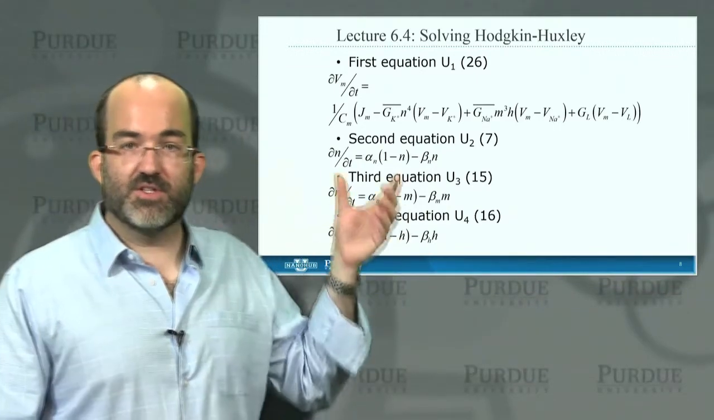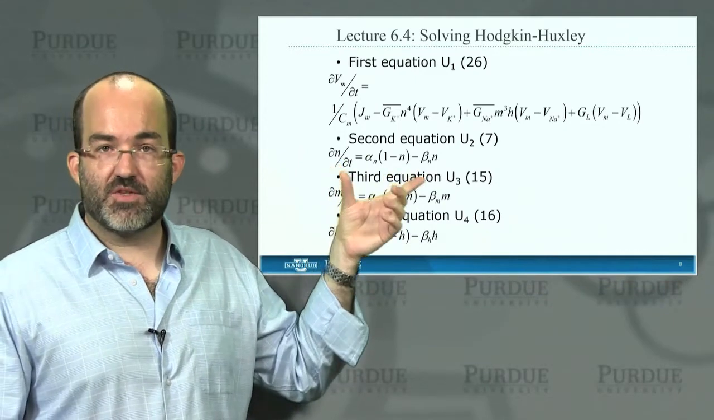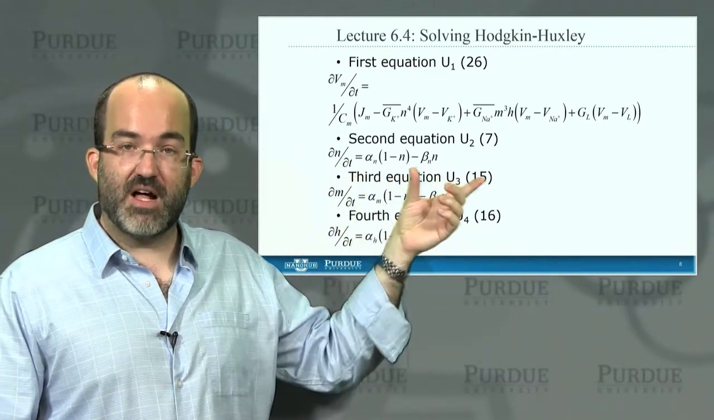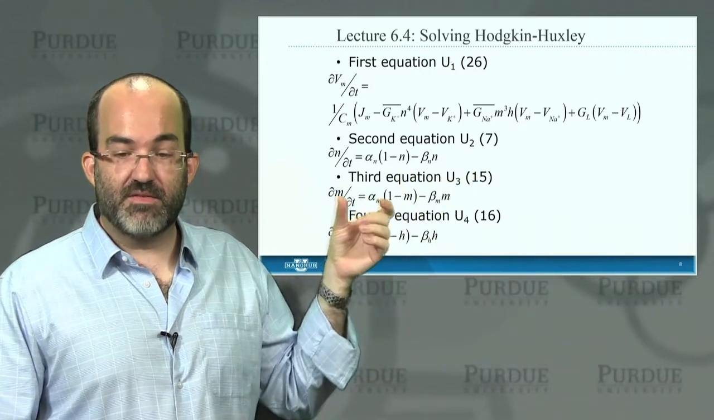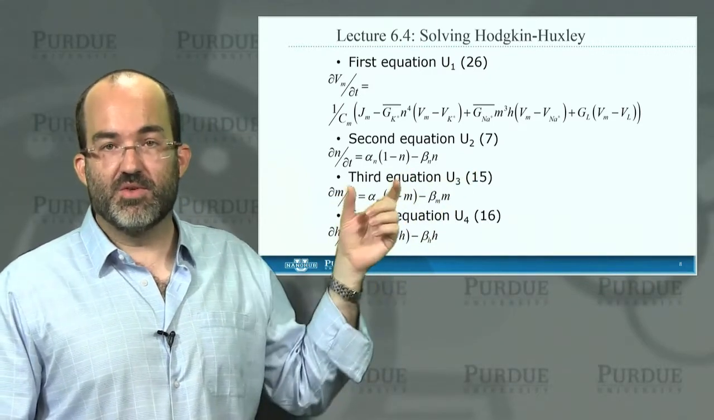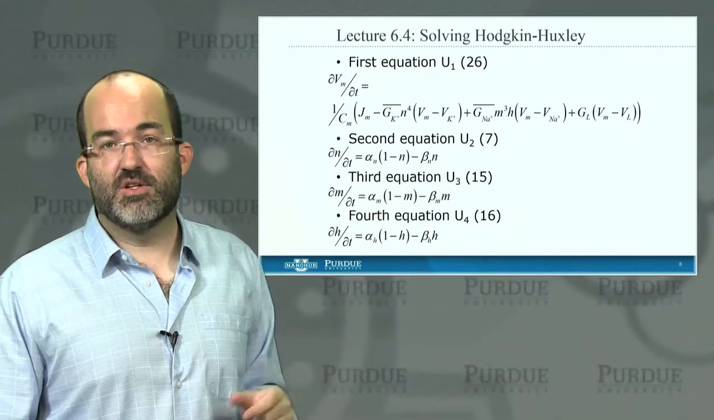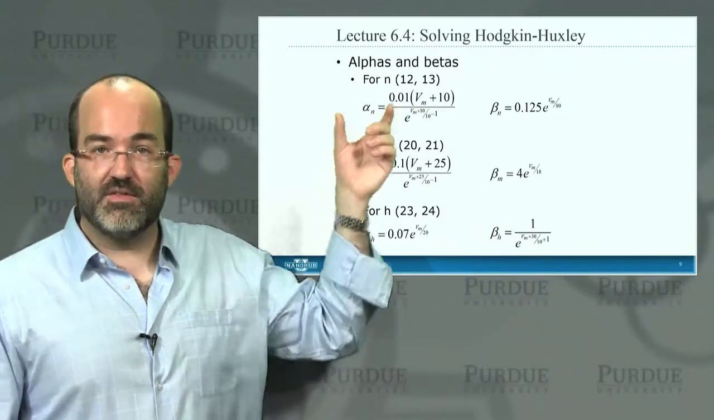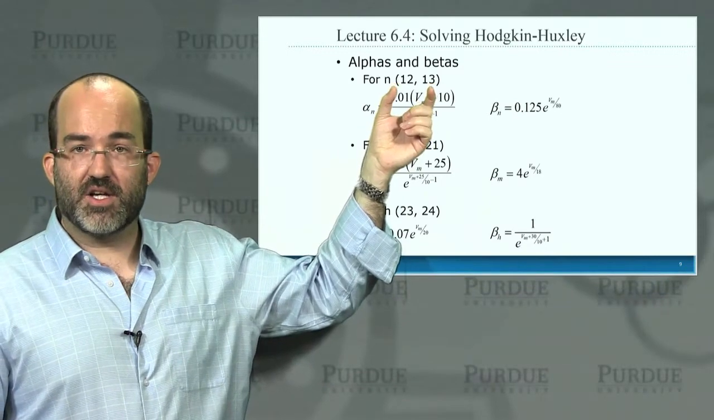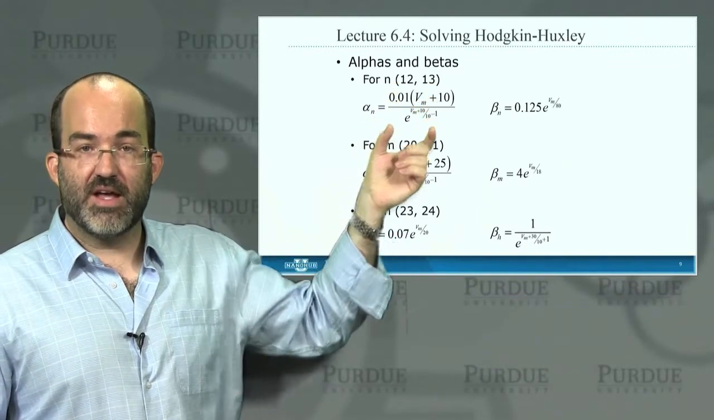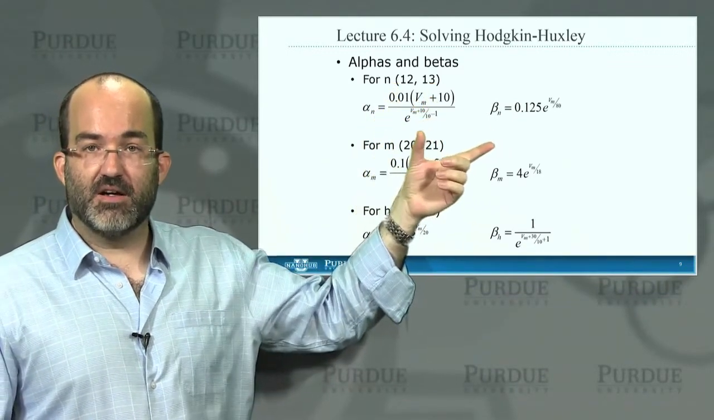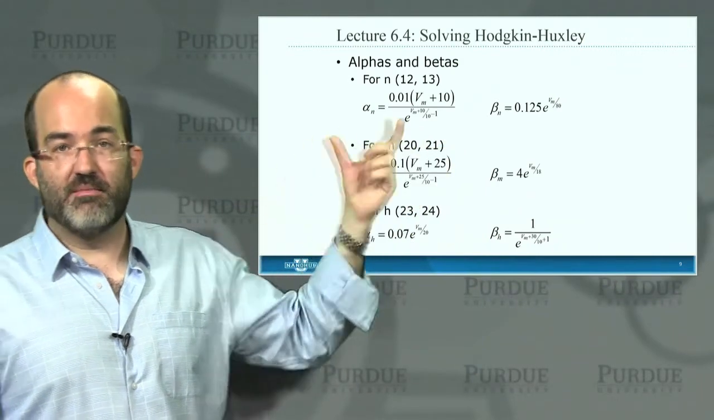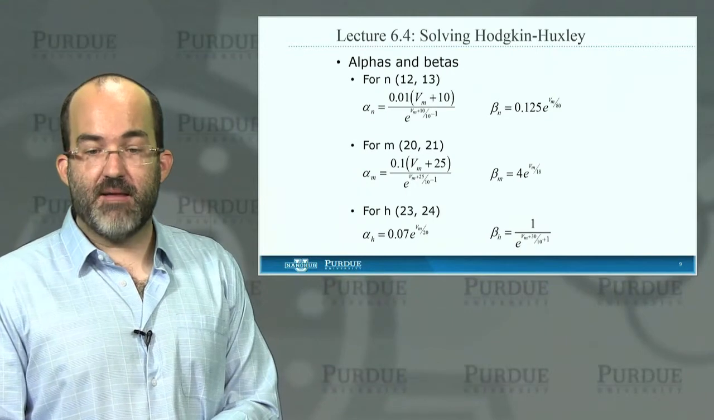And so this is equation 7 in their paper, which describes the relationship between the variable n and these 2 variables alpha and beta. And then there's equation 15 and equation 16, which do the same thing for m and h respectively. And then we can go in and look at equations 12 and 13 in the Hodgkin-Huxley paper, which tell us what alpha n and beta n are, the 2 variables we need to solve for n, and they're both a function of the membrane voltage, Vm.